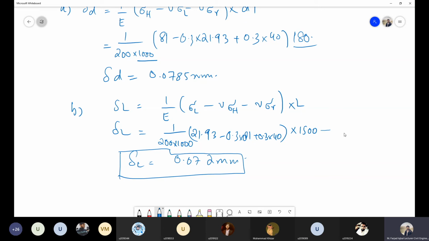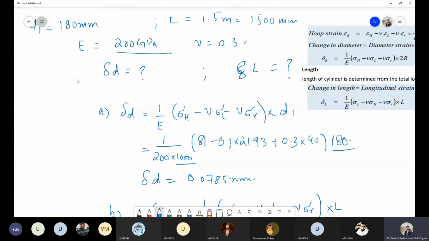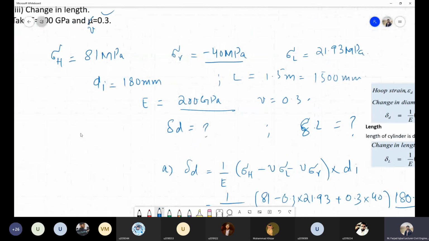For example, this I have substituted in millimeter unit because I knew all these values are Newton per millimeter square. I remember last time around students were reporting the change in length as 7.2 meters just because they didn't make the correct conversion. So just be careful about this unit conversion, and from the answer you will also get an idea that this much change in length is not possible in the case of cylinders. Obviously the change is very small and usually in the units of millimeter.